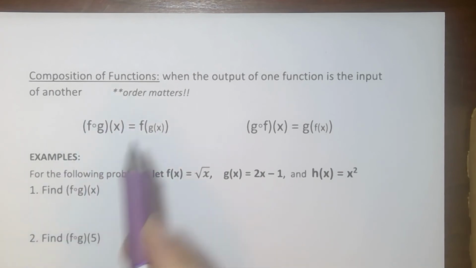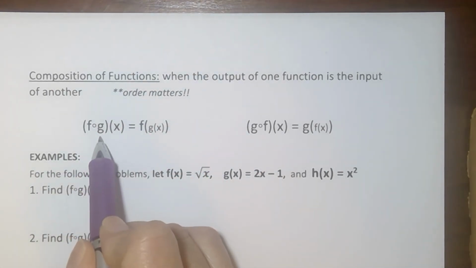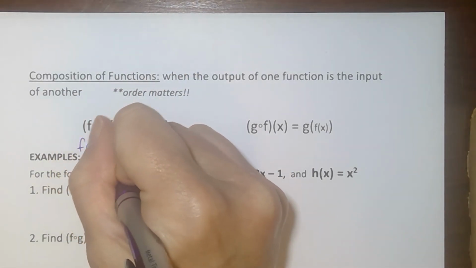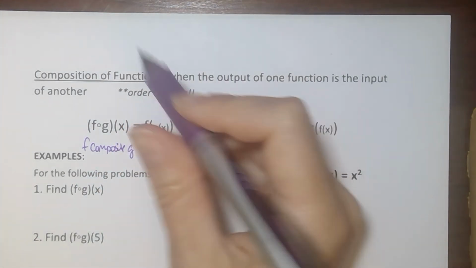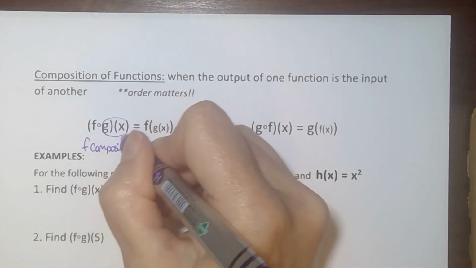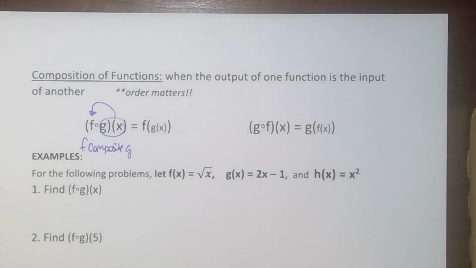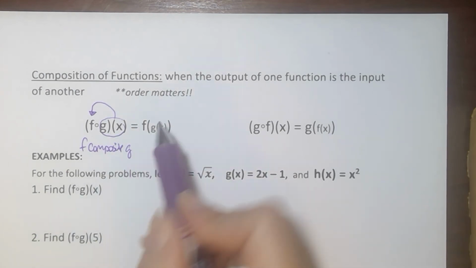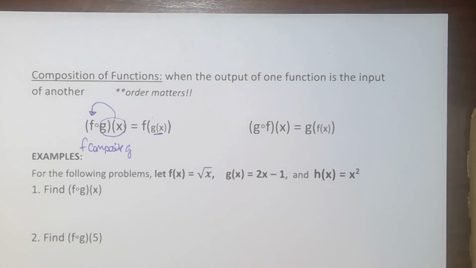This first example says that I have f composite g of x. I would read that as f composite g of x. That means I'm taking this function g of x and I'm plugging it into the function that is mentioned first. Another way to write it is f of g of x. That's what's being plugged in.